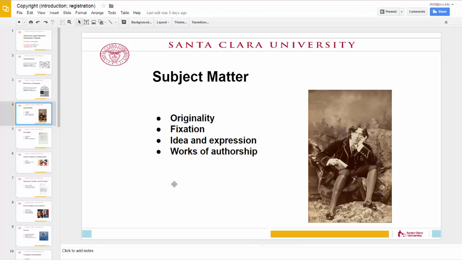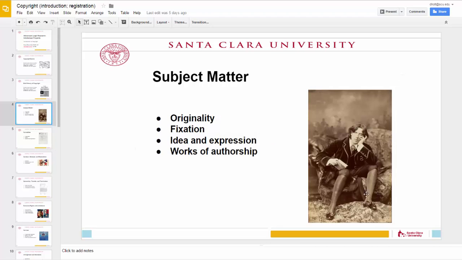In terms of subject matter for copyright, there are some basic elements for it to qualify under the schema, and that includes that it be original, that it is fixed in a medium, that it is an idea and expression, and that it's a work of authorship.